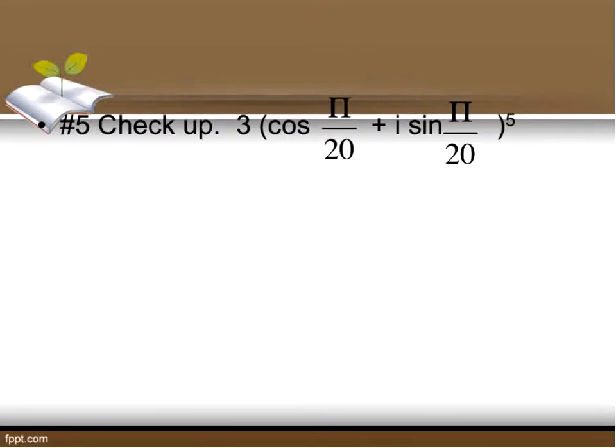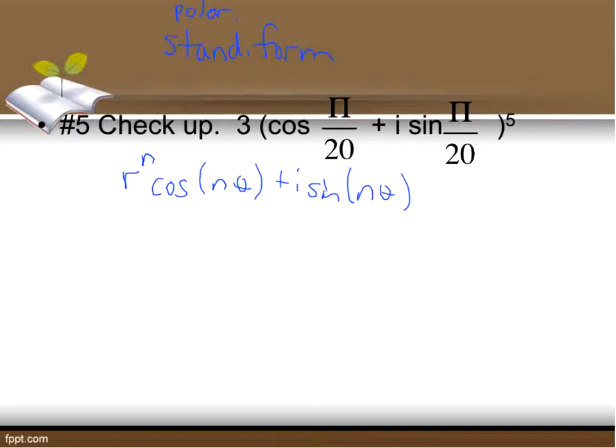This is number 5 from your checkup. So let me give you a second to copy this one down. Again, this is in complex form, and this time my question is to take it all the way to standard form, which means we're going to have to do polar form first, and then we can change it into standard form after that. So let us remind ourselves what our format is going to look like. It'll be r to the n cosine n theta plus i sine n theta.